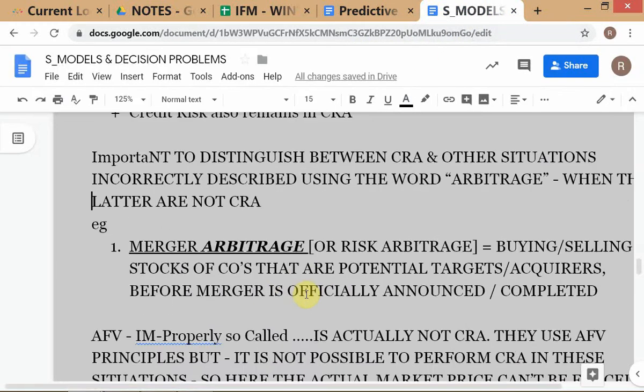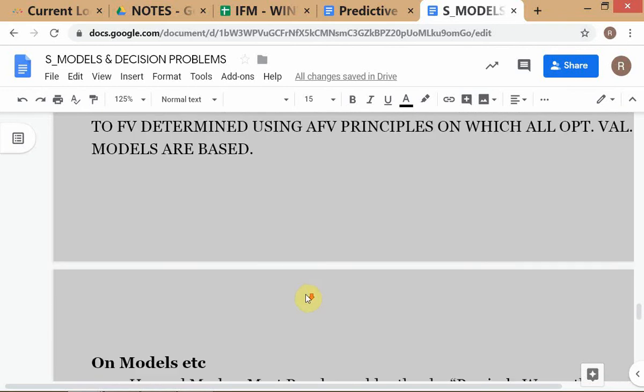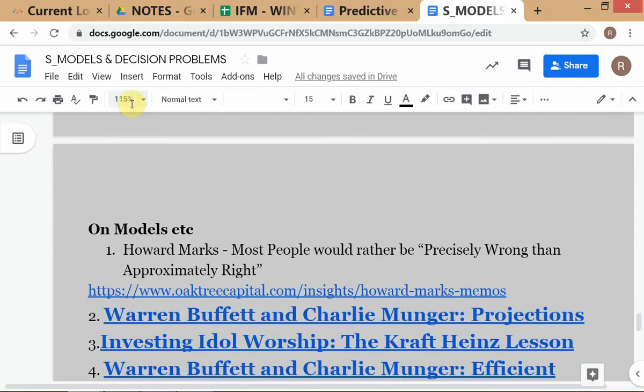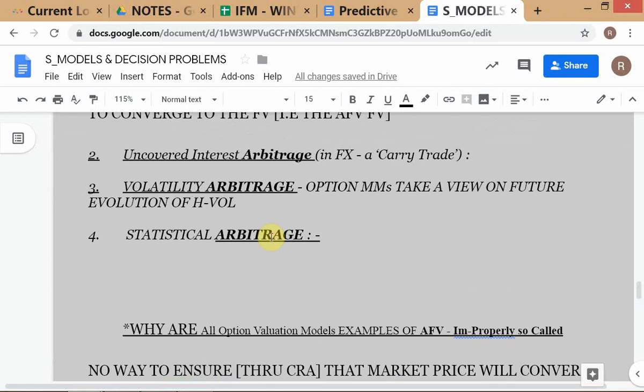was it in this one? We just have to find the notes. The notes are a little bit all over the place. I will consolidate them. I'm in the process of consolidating. I'll make it very soon. You'll have a consolidated note where you can study everything about models.